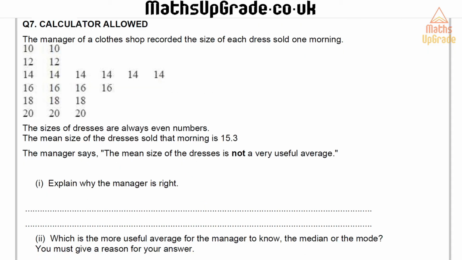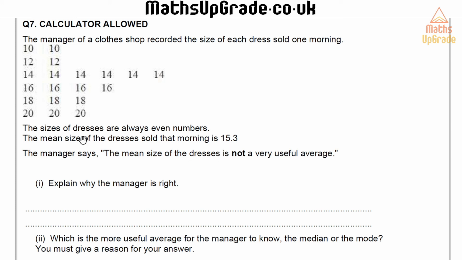This is the final question in the booklet, and it's a calculator question. The manager of a clothes shop recorded the size of each dress sold one morning. So here's the sizes here. The size of dresses are always even numbers. The mean size of the dresses sold that morning is 15.3. The manager says the mean size of the dresses is not a very useful average. Explain why the manager is right.